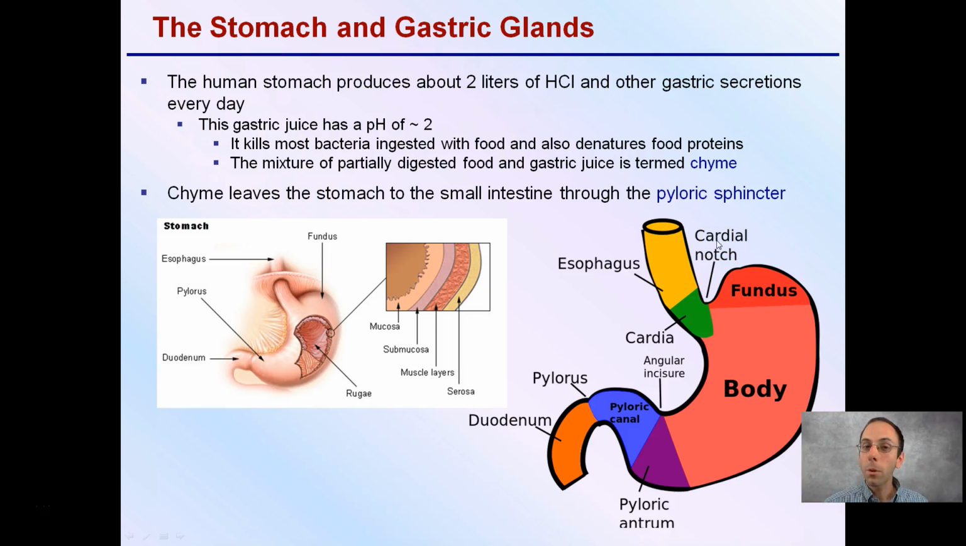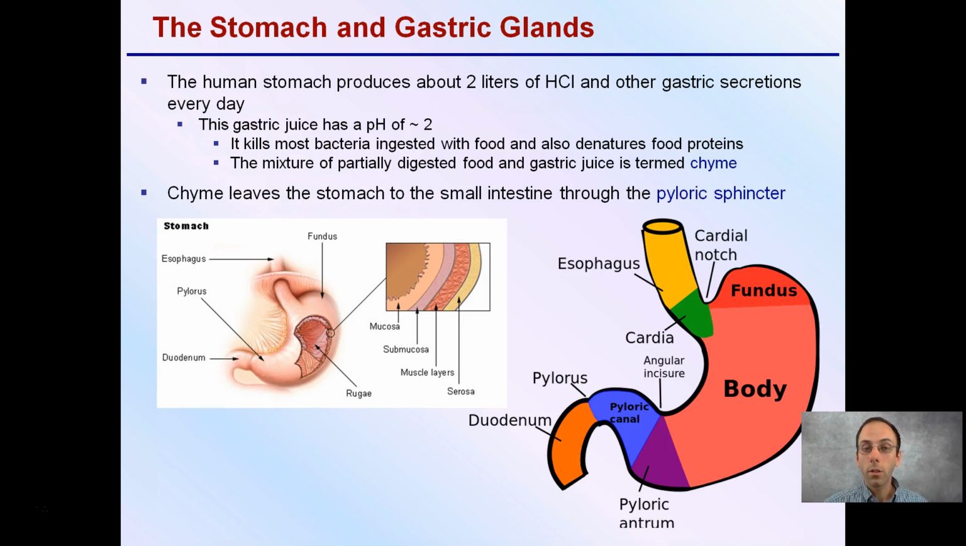Now, the human stomach produces about 2 liters of hydrochloric acid and other gastric secretions every single day. So it's kind of a staggering amount when you think about it. The gastric juice has a pH of approximately 2, so it's very acidic. This pH kills most bacteria ingested with the food and also denatures food proteins. This is a good thing because we want to start to break them down.